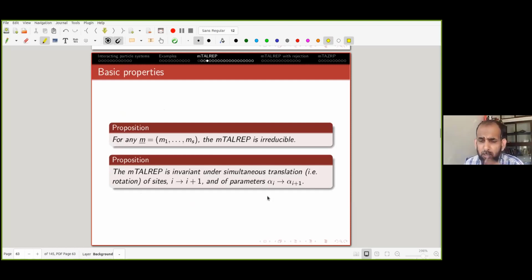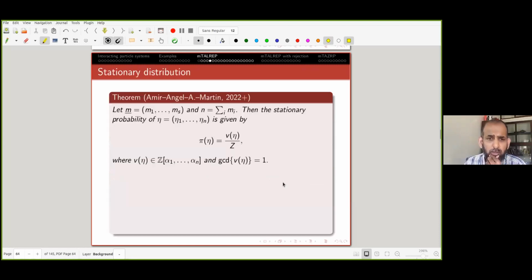So the basic, one can show that this process is irreducible, and it's also invariant under simultaneous translation. That is, you change the label of the sites from I to I+1, and also you change the parameters alpha I to alpha I+1. It's like covariance. So here's our theorem, jointly with Gidi Amir, Omar Angel, and James Martin.